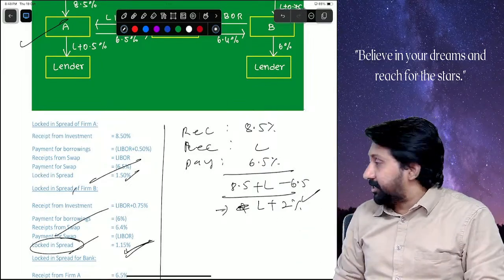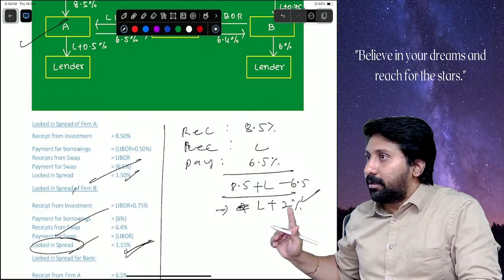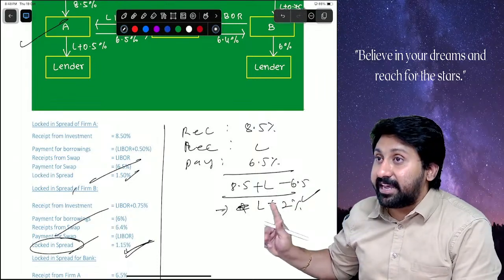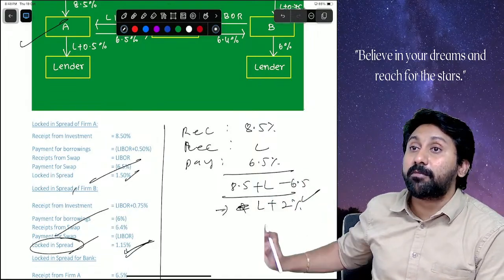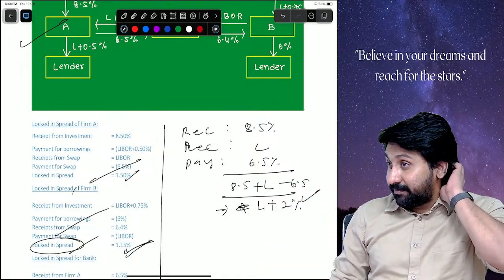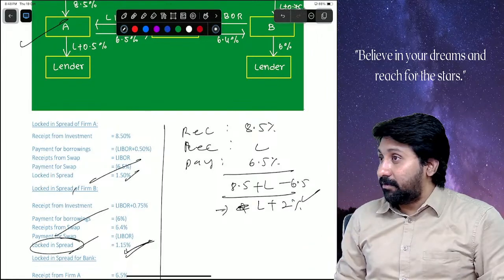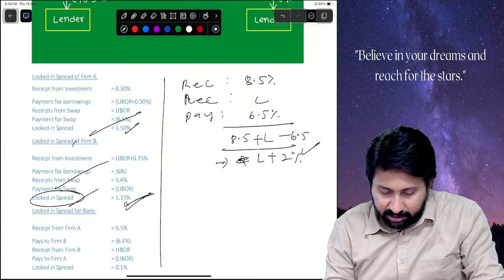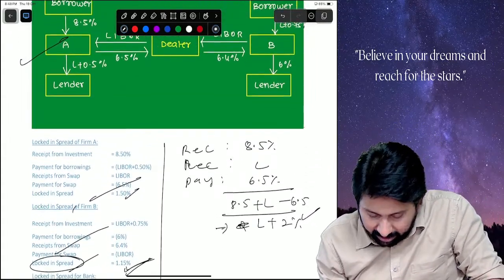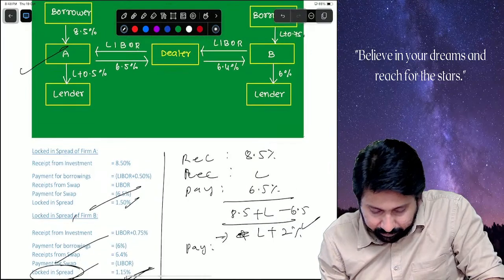Tell me. How much? L plus 2%. Sir, this is your transformed investment. Transformed. Originally it is? Now it is turned into? Like this can I also do for the other transaction or not? Tell me for the other transaction now. As a borrower, tell me. I will pay how much?